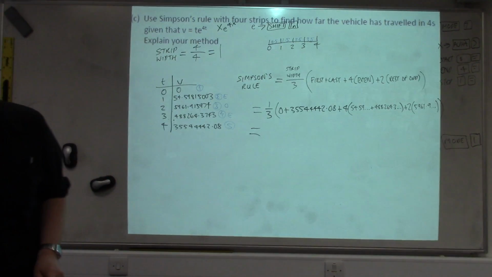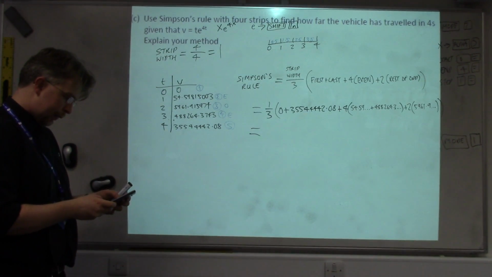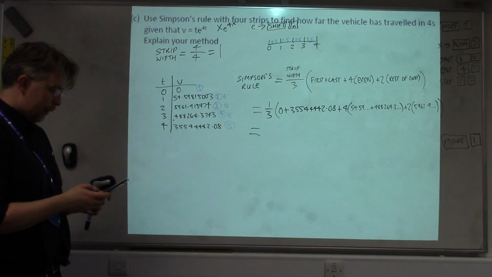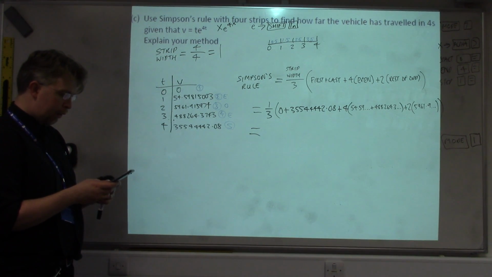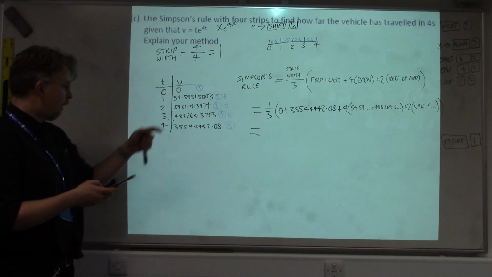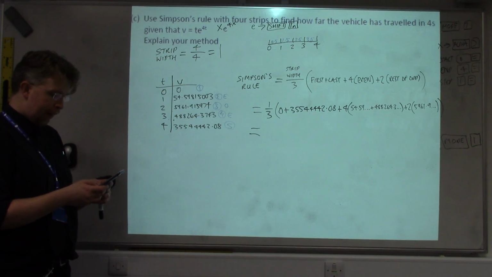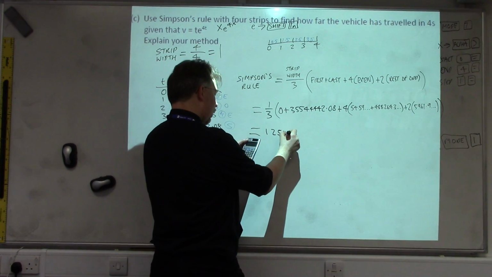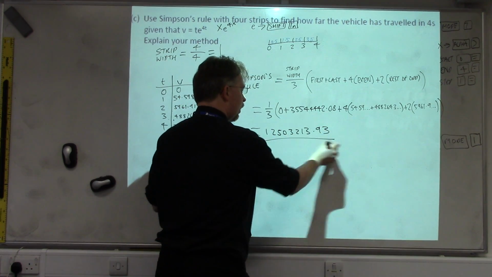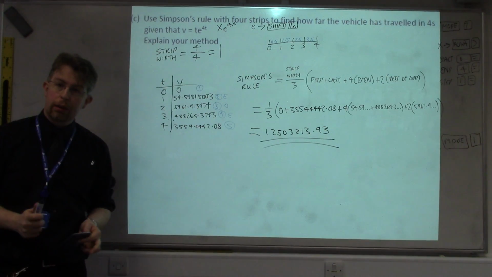Stick it all into the calculator and we have our estimate. Remember to use the full versions from the table. So plus 4 times open bracket 54.598150003 plus 488264.3743, close bracket, plus 2 times open bracket 5961.915974, close bracket, equals. And that's our estimate: 1250321.93. Again, for merit and distinction, you need to explain your method.